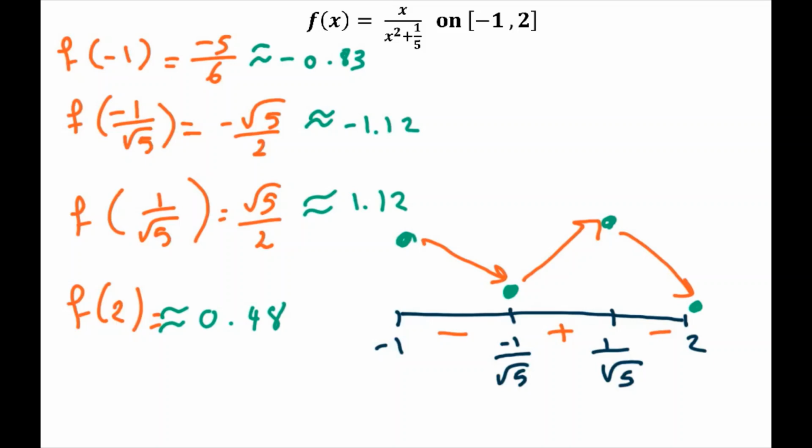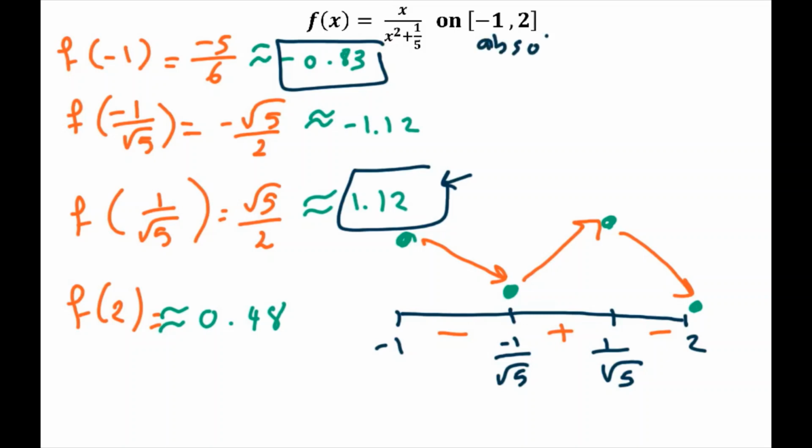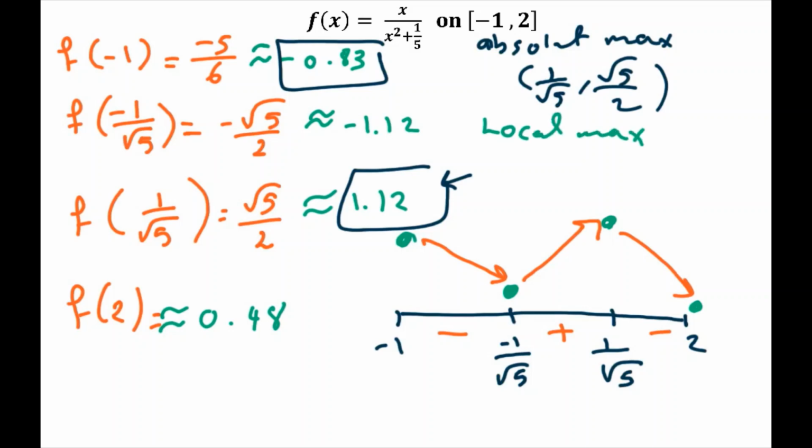I need to tell which one is absolute, which one is local. So between the maximum first, so this point is max, this point is maximum, and this point here is maximum. Which one is greater? This one is greater, so I have an absolute max at 1 over square root of 5 comma, whatever the answer, square root of 5 over 2. That's absolute. Now we have local max at negative 1 comma negative 5 over 6.